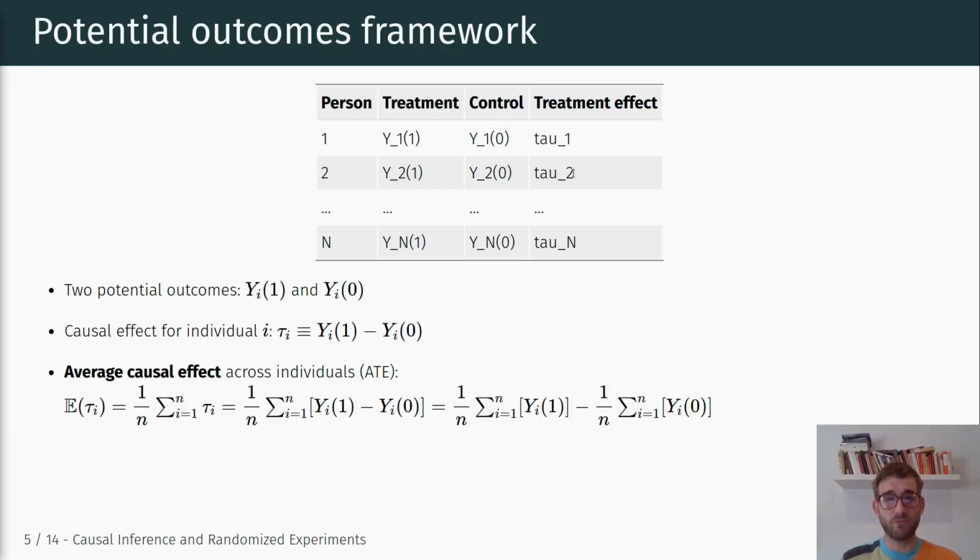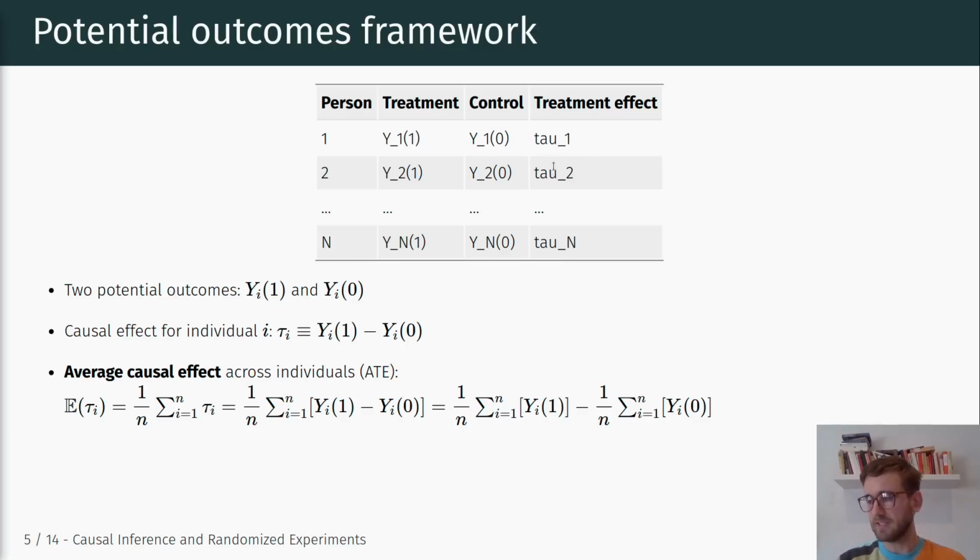Then we can define different types of average causal effects, right? Obviously, we're not able to characterize individual treatment effects, but what we're ultimately interested in is estimating average causal effects. So across all individuals, what is the expected effect of the intervention? How much does it change the outcome in one way or another, okay?